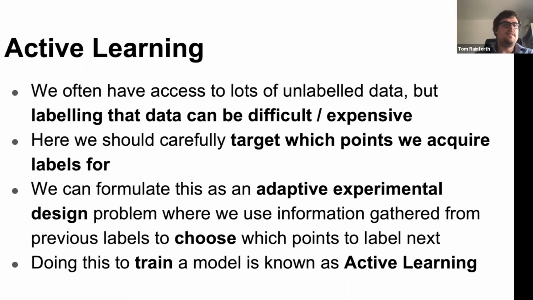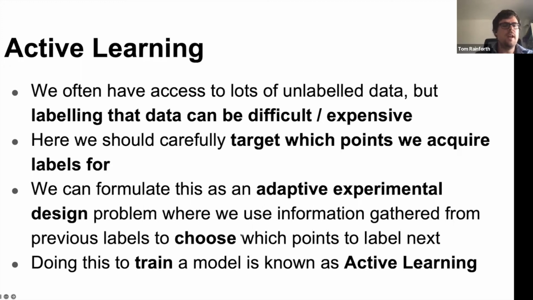So if we've got a very limited budget in how many labels we can acquire, we want to be very careful about how we use that budget and be very targeted in the things we acquire labels for. And this is a special case of adaptive experimental design where what we're choosing is specifically which point to acquire labels for. So we have a sort of unlabeled pool, and each time we're choosing which ones to label, and that gives us an adaptive experimental design problem.